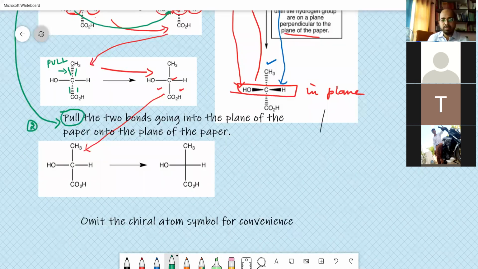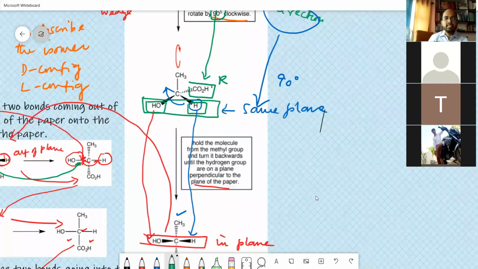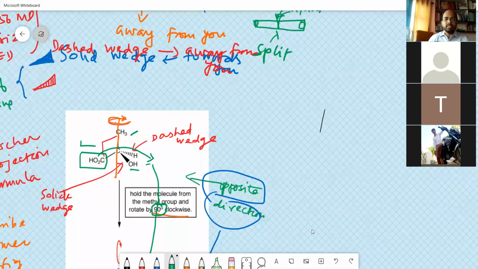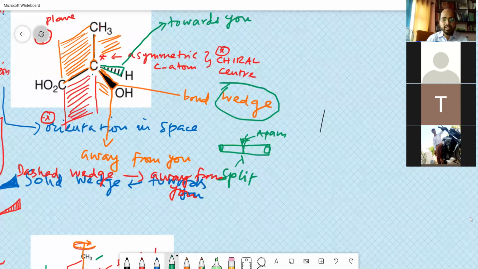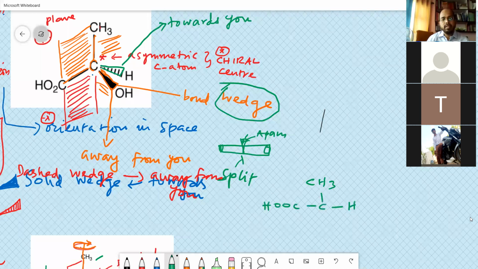Okay. So, what is the purpose of this? I'll just write it again here. That will be much easier for you to understand. So we have taken this structure like CH3, C, COOH, H, and... okay, this is the structure.